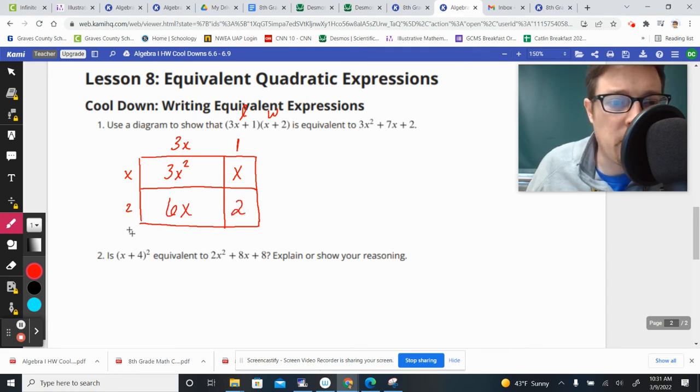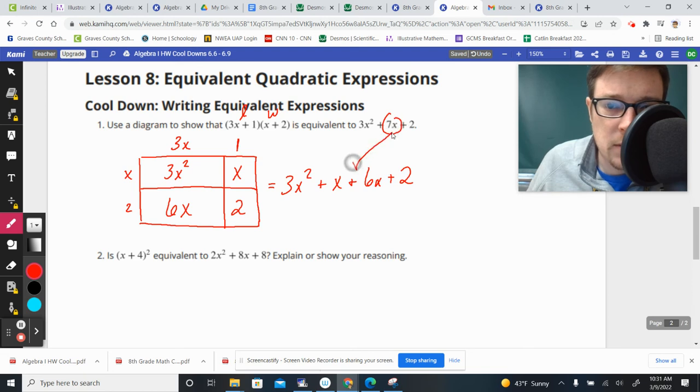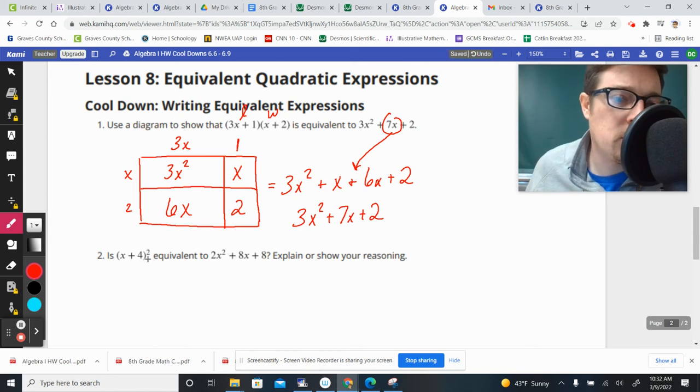So our area of our rectangle is all of this stuff added together. So that's what we do. We add it all together. We do 3x squared plus an x from that, plus a 6x from the bottom left, and plus a 2 from the last section. And you can see where the 7x comes from because of these like terms in the middle. So you end up getting 3x squared plus 7x plus 2. And then they want us to do it again for this (x plus 4) squared. We can explain or show our reasoning.